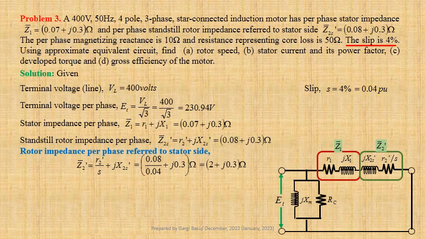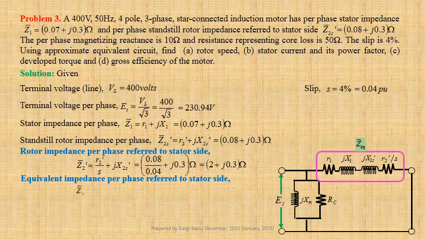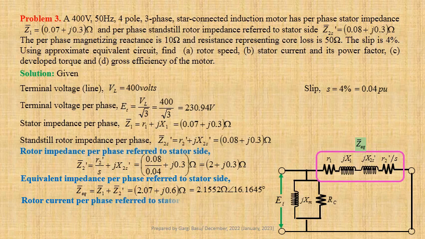Now we shall calculate equivalent impedance per phase referred to stator side. ZEQ equals Z1 plus Z2'. Using values we get 2.07 plus j0.6 ohm. This may be written in polar form as 2.1552 ohm at an angle 16.1645 degree. Expression for rotor current per phase referred to stator side I2' equals ET divided by ZEQ.